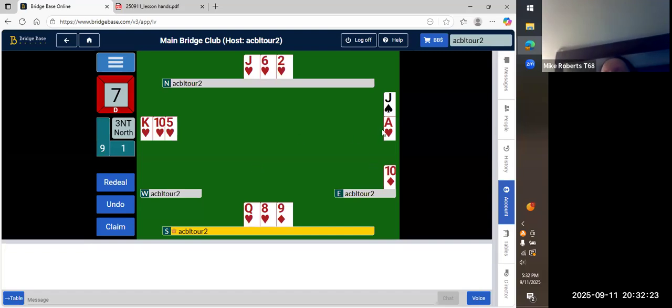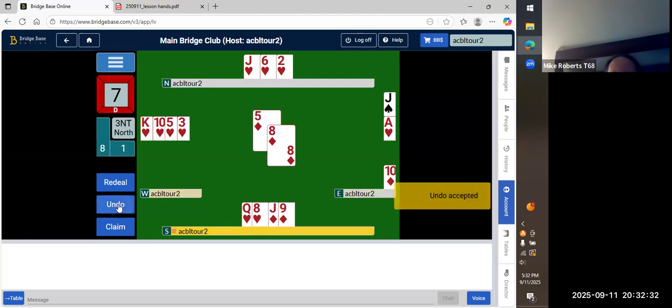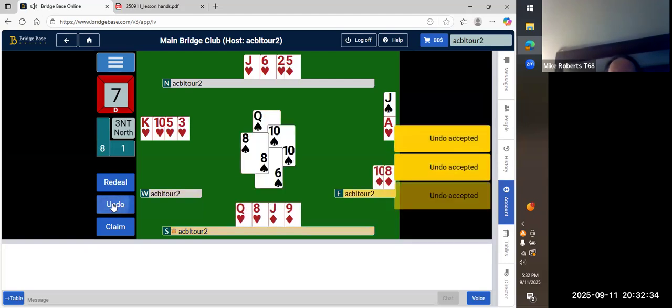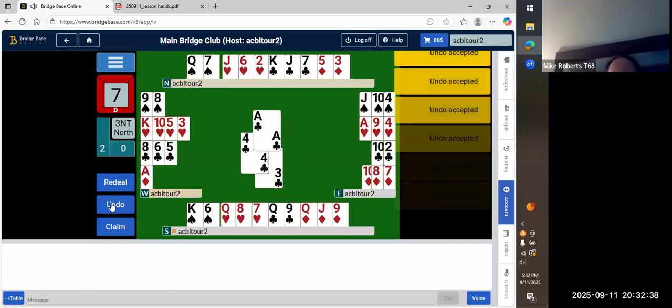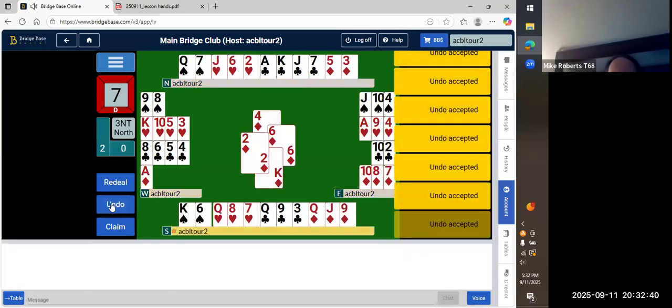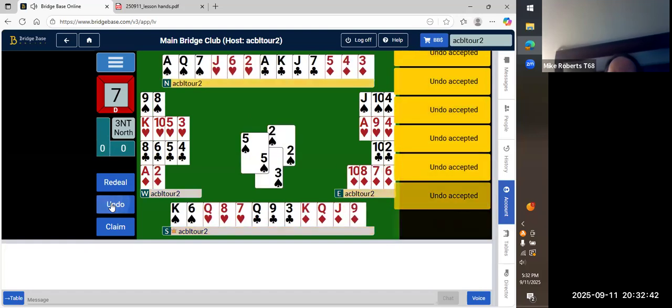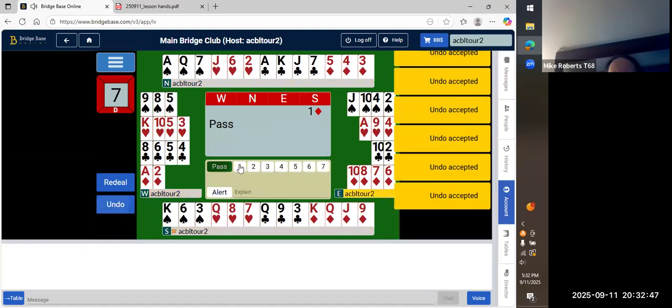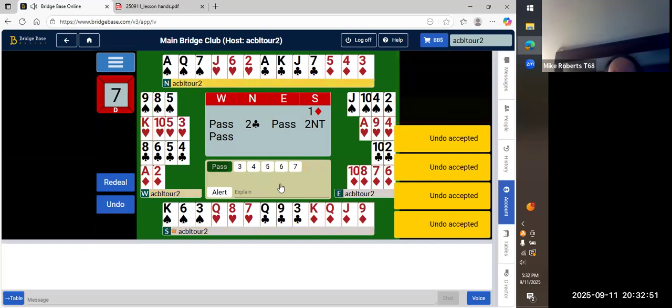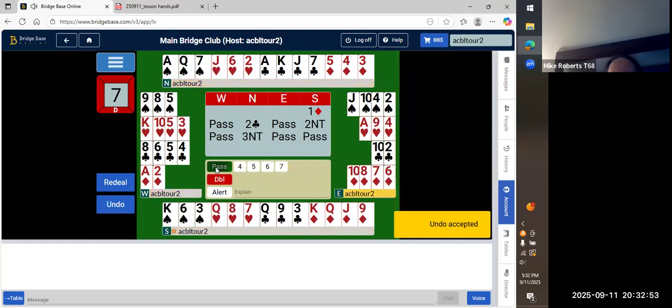And on this hand, you wanted to play third hand high, but if you played the 9 of hearts, sorry, let me get all the way back to the auction. Sorry, 2 clubs, pass, 2 no trump, 3 no trump, pass.